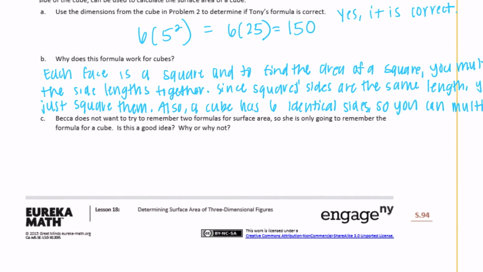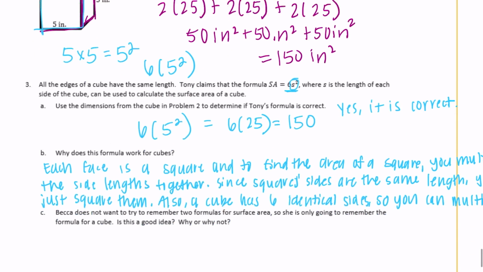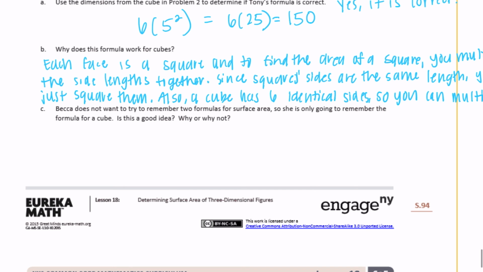C. Becca does not want to try to remember 2 formulas for surface area, so she's only going to remember the formula for a cube. Is this a good idea? Why or why not? So I'm going to say this is not a good idea. Even though it's a simpler formula, if we just found the area of one face here in this rectangle and multiplied it by 6, that wouldn't be true, because the area of this top rectangle is different and the area of the side rectangles are different. So you can't do that for anything except for a cube. It only works for a cube because all of the faces are the exact same size. So let's say not a good idea.